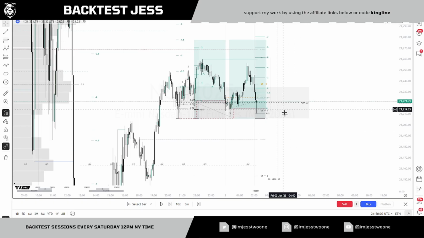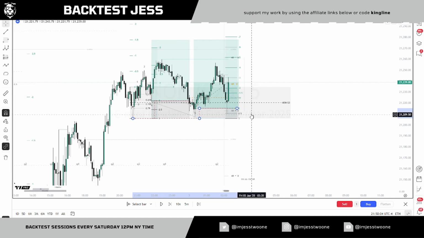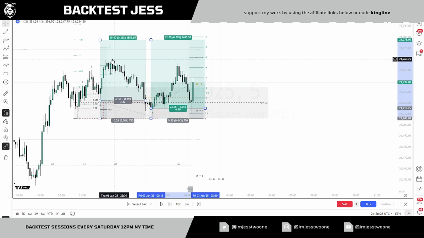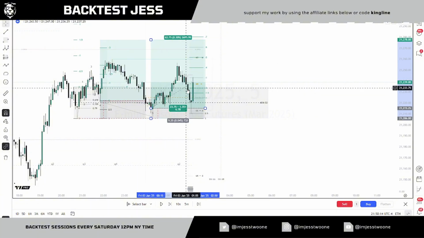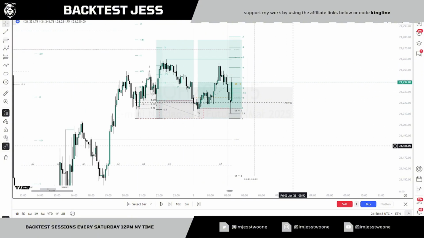Ooh, BE again. Oof. Okay, so now this is interesting here. We got all the way up to 4R. We missed Asia high. We're still in, this is Q1 as well. So now it comes down for Q2 and makes a new manipulation. So this would be break even.